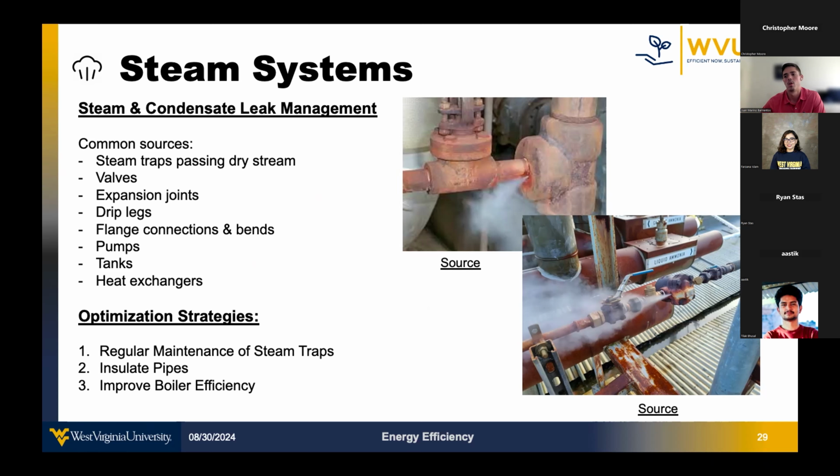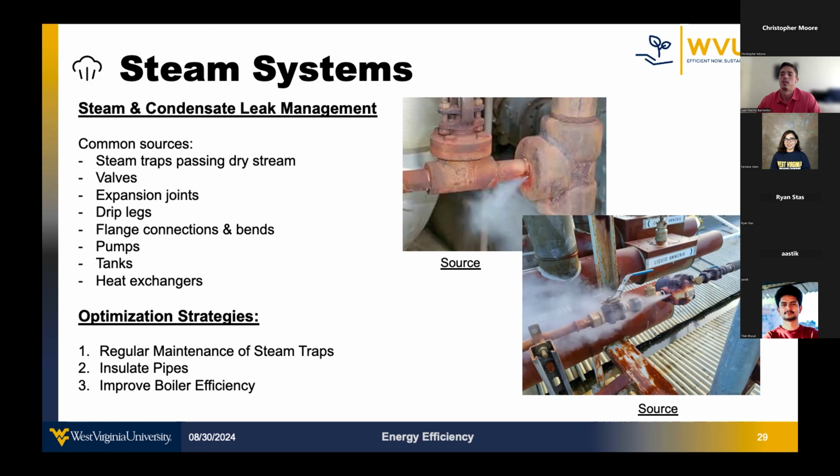Also valves. Over time, these valves can develop leaks due to wear and tear, allowing steam to escape through the valves. Then expansion joints. These components accommodate thermal expansion and can become leak points if they're not properly maintained. Then drip legs, condensate collection points that can leak if the piping is compromised. Flange connections and bends. These are areas where pipe sections join and are particularly susceptible to leaks, especially at bends where the stress is higher.